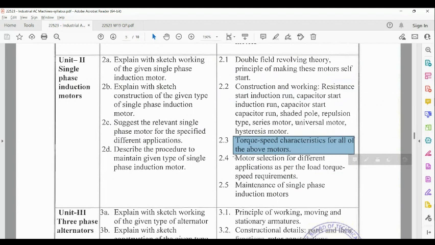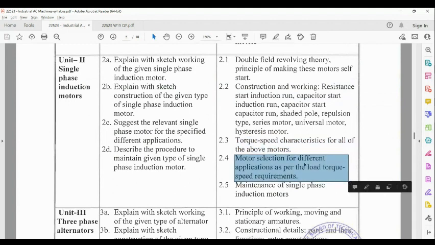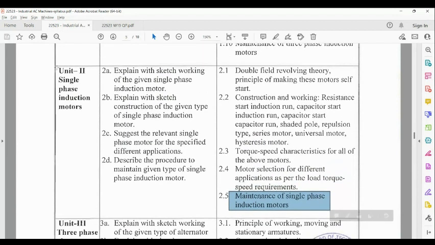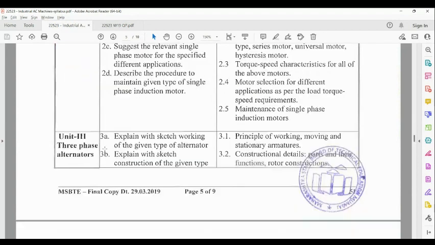Okay, after that motor selection for different applications as per load characteristic. So this is similar to three-phase induction motor. And the maintenance. Okay, so most of the activities of maintenance for single phase and three-phase induction motors are similar. So you will not skip any topic or any point from unit number 2.